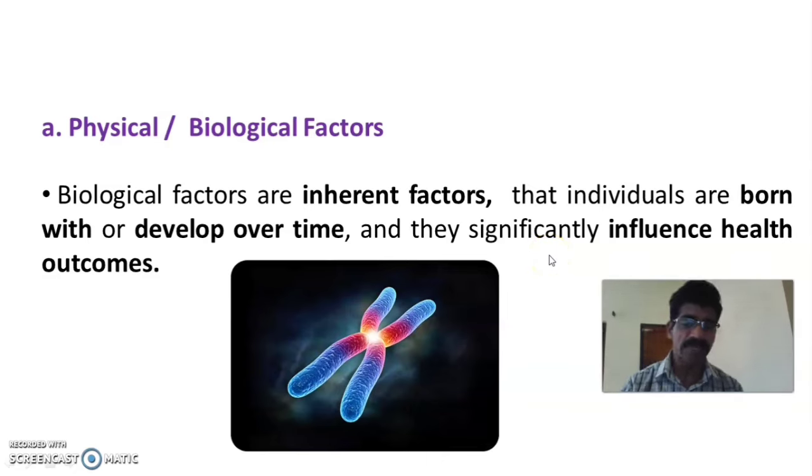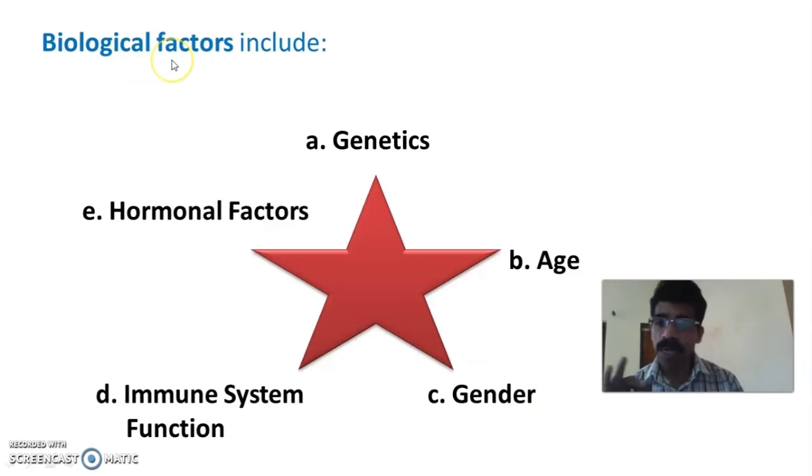So that is, positive and negative health outcomes will be based on the biological or physical factors, which are inherent factors from the parents to the children that may be seen at birth, or it can even develop after the birth, during the developmental stage. The biological factors include genetics, age, gender, immune system function and hormonal factors. So there are 5 sub-factors of biological factors.